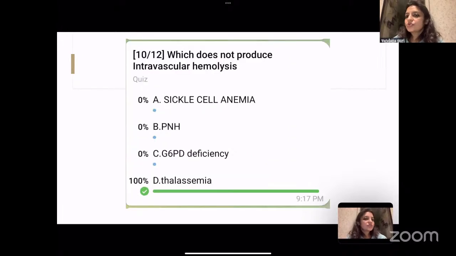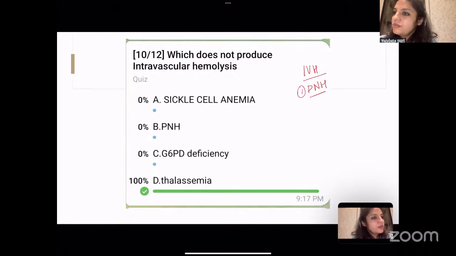Coming to the next question: which does not produce intravascular hemolysis? This is one thing which everybody should be clear about, that there are some conditions which are very typically associated with intravascular hemolysis. What are the conditions that you should remember which are associated with intravascular hemolysis? One which you should always remember is PNH.